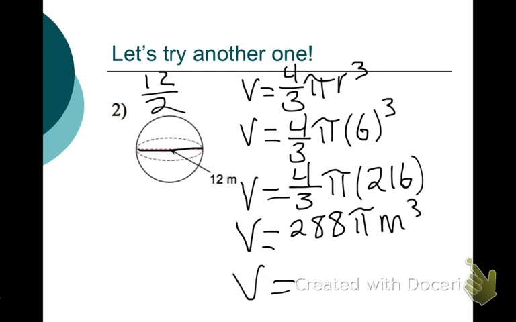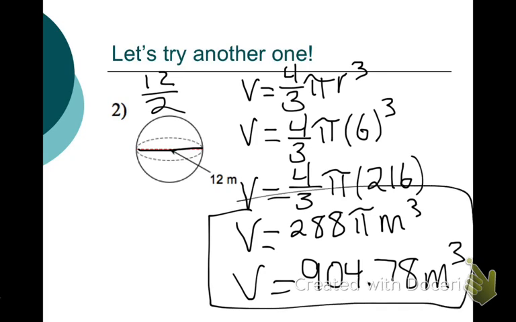Then lastly, I multiply 288 times pi, and I get 904.778, which means the last 7 rounds up to an 8, so really I get 904.78 meters cubed. Again, both of those are my answers.